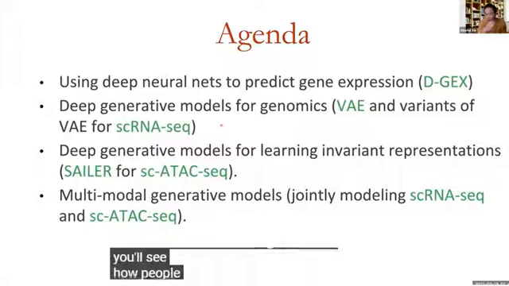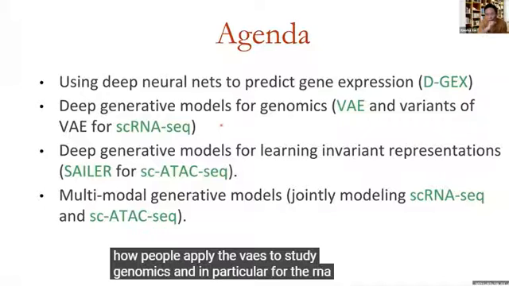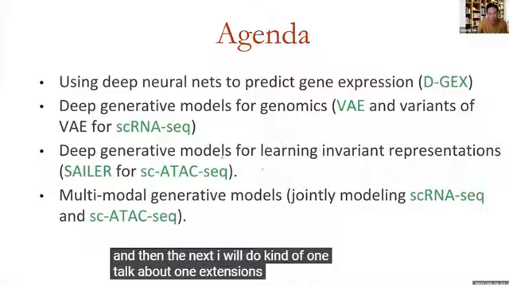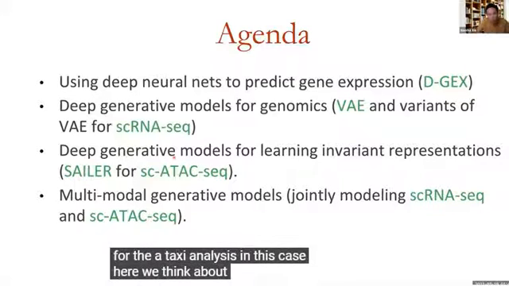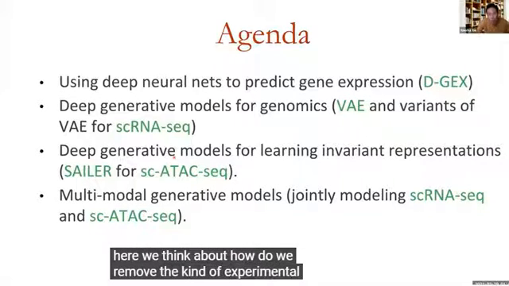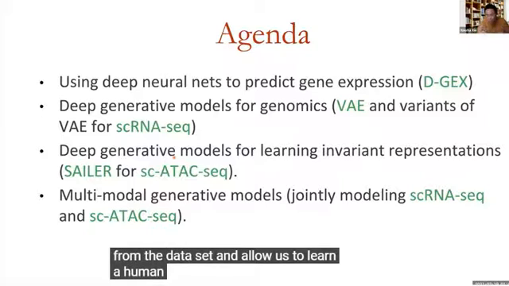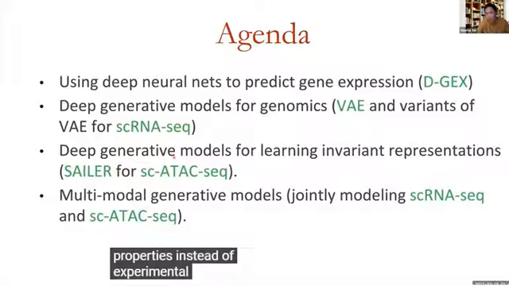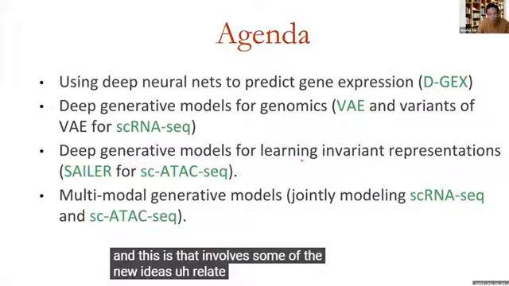And here you'll see how people apply VAEs to study genomics, in particular RNA expression data sets. Then I will talk about an extension of deep generative models for ATAC-seq analysis. In this case, we think about how to remove experimental confounding factors from the data set and allow us to learn an invariant representation, a representation reflecting biological properties instead of experimental artifacts. This involves some new ideas related to deep generative models. I'd like to introduce this in the third part.